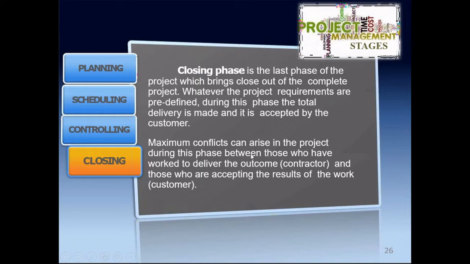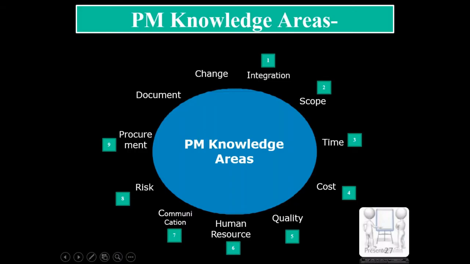Maximum conflicts can arise in the project during this phase between those who have worked to deliver the outcome, the contractor, and those who are accepting the results of the work. This conflict is going to happen because the customer wants something at the end, and the contractor has promised something, but the outcome sometimes does not come in the way the customer has expected. So this has to be taken care of. This conflict can be resolved if you plan and control properly.